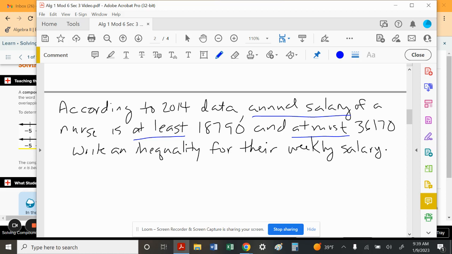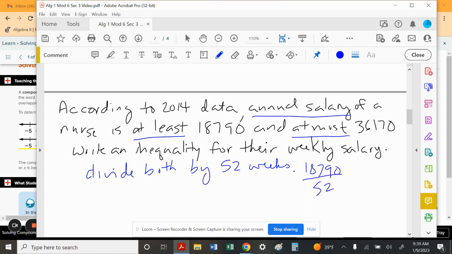So what we want to do first is divide both by 52 because there's 52 weeks. Okay, so we're going to divide both of them by 52. So we have 18,790 divided by 52, which turns out to be 361.35. That's how much they make a week. And then 36,170 divided by 52, and that equals 695.58. That's what we have.